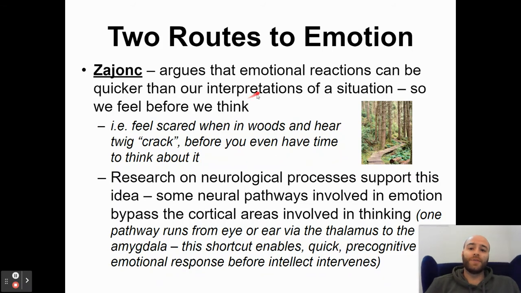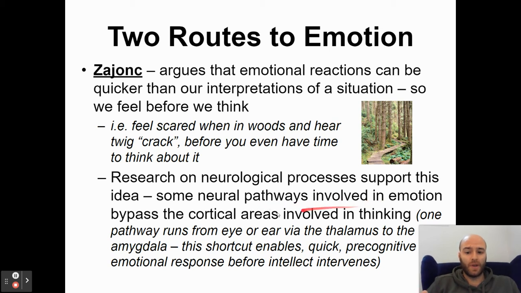James-Lange argues that emotional reaction can be quicker than our interpretation of a situation. So we feel before we think. For example, if you feel scared when you walk in the woods and you hear a twig crack, right? You hear that crack, and before you have time to think about it, you're like, oh no, maybe I'm in danger.